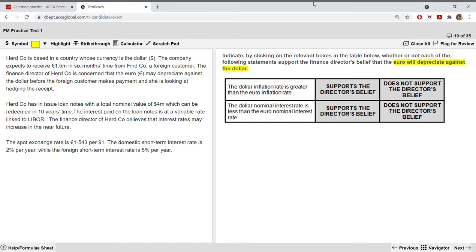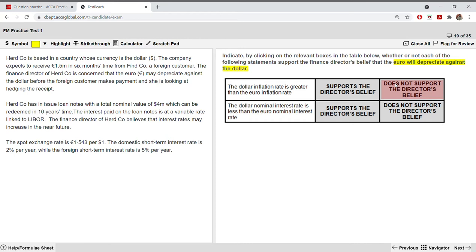So let us understand, dollar inflation is greater than the euro inflation rate. Which country's inflation rate is greater? Dollar. So if dollar's inflation is greater, means what? Dollar should depreciate against euro. But here their belief is euro will depreciate against dollar. Euro's inflation is lower than dollar. So if you are having a lower inflation rate, your currency will appreciate, not depreciate. So it does not support the director's belief. I hope you are able to understand.